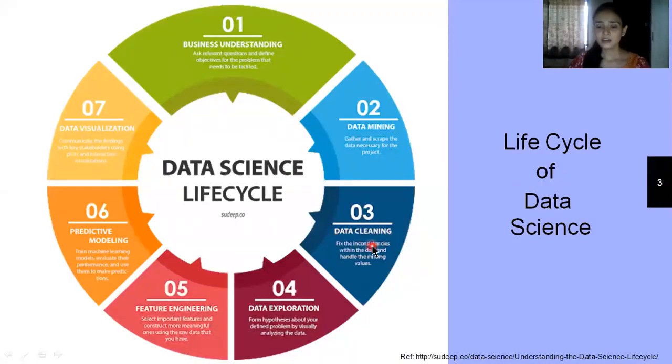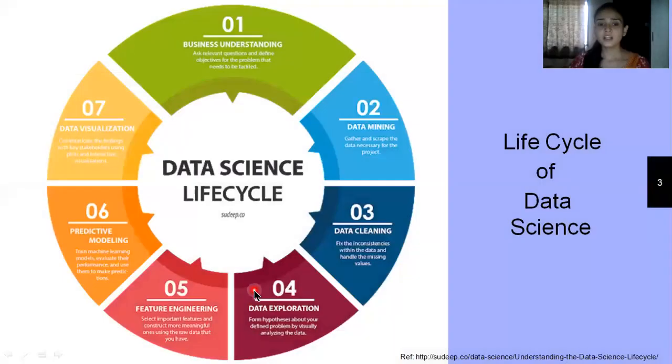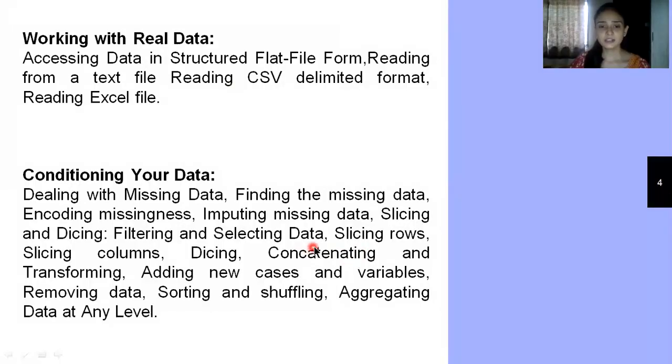Then for the data cleaning, you have to find the missing values and you have to treat the missing values. For that, we will be using this one, that is dealing with the missing data, finding missing data, coding missingness and imputing the missing data. For the data exploration and the feature engineering part, we will be using the concept of data slicing, dicing, concatenating and transformation.